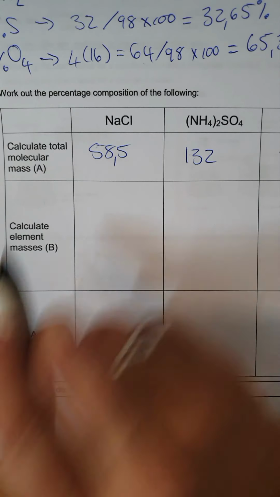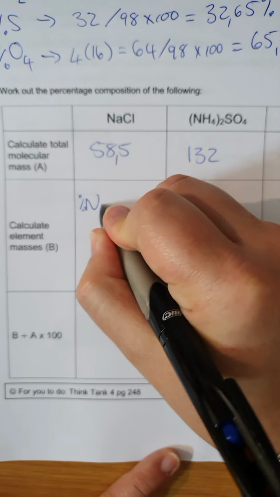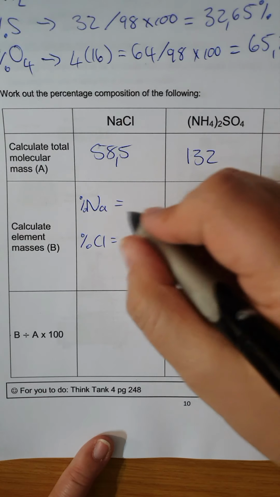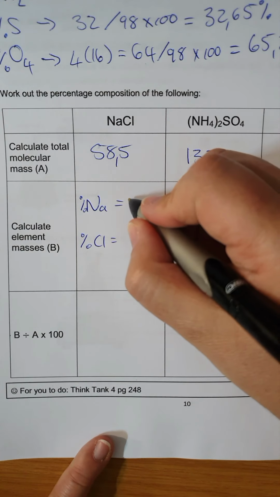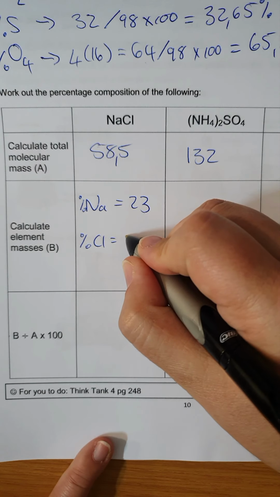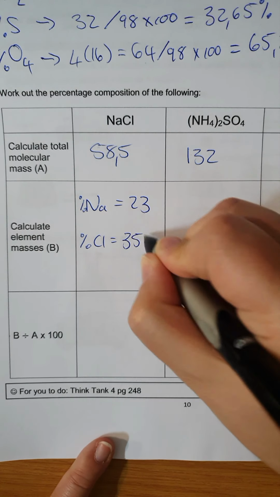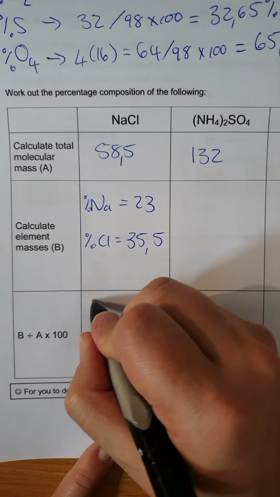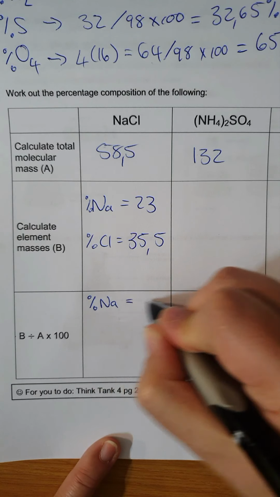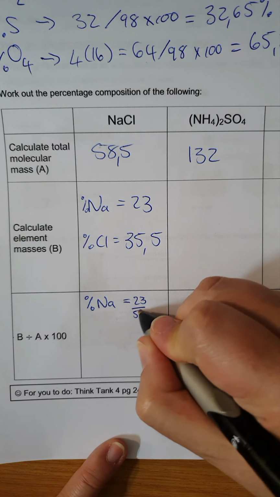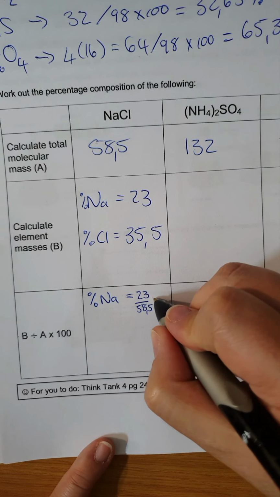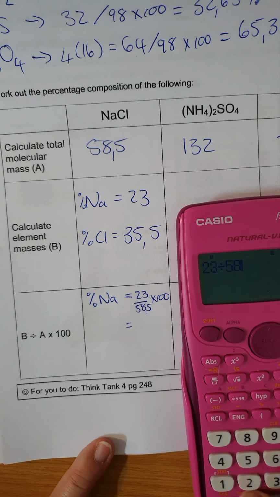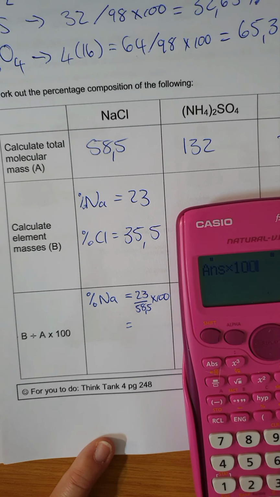Calculate each element. So we've got percentage Na and percentage Cl. Well, we're just working out the masses now. So 23, and chlorine is 35.5. Now for the percentage, in A it will be 23 over 58.5 times 100. So it's 23 divided by 58.5 times 100.